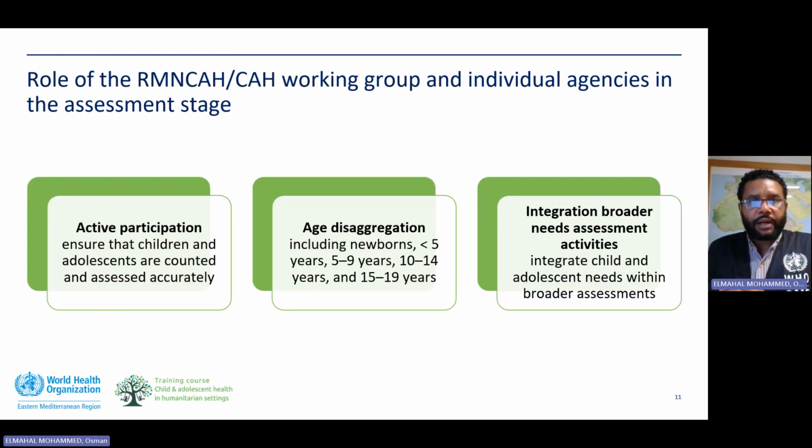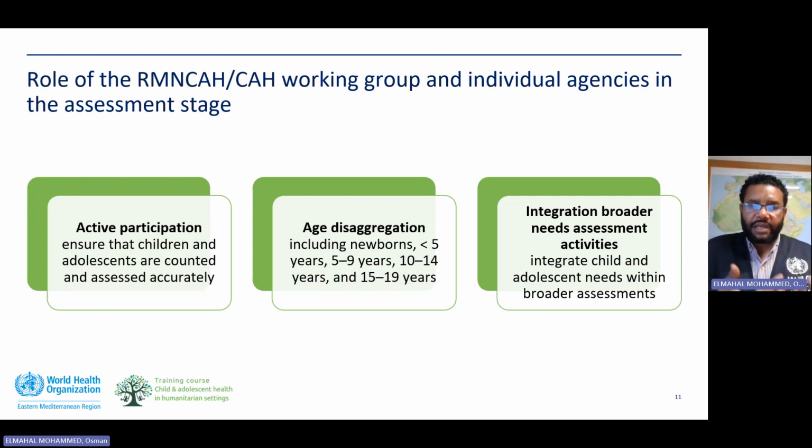So the role of the child and adolescent health working group and individual agencies in the assessment: we do have three parts to be addressed. We need to make sure that there is active participation of the working group, and ensure that children and adolescents are counted in all these assessments I mentioned in the previous slide, even in the initial phase, or in the midterm, or in the long run, they are well represented.